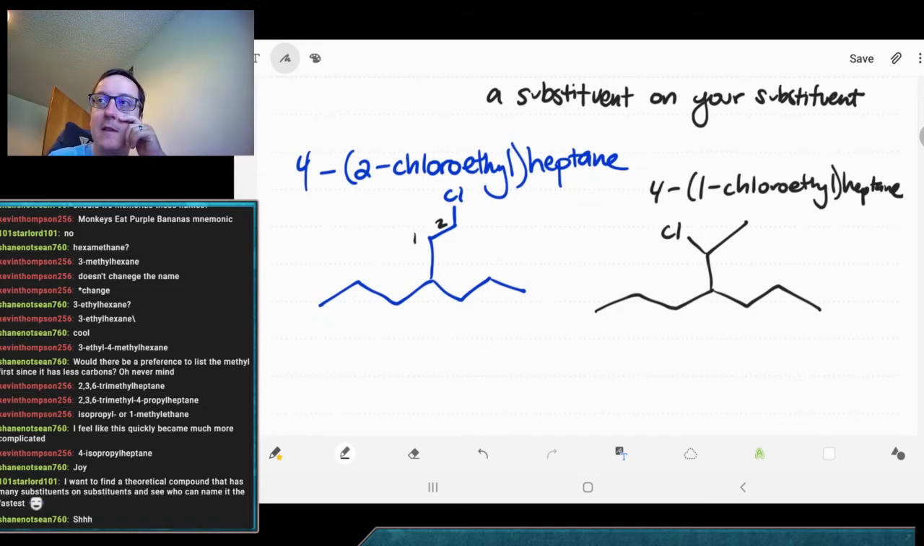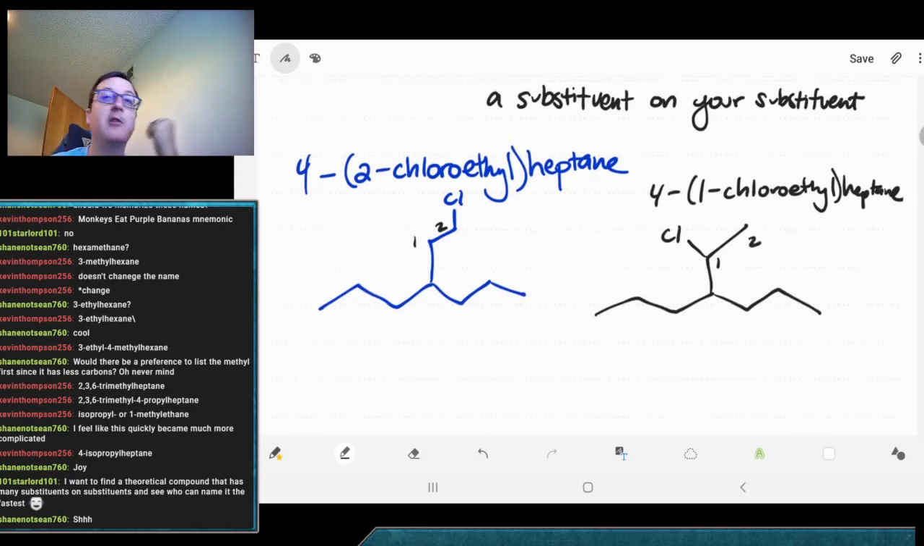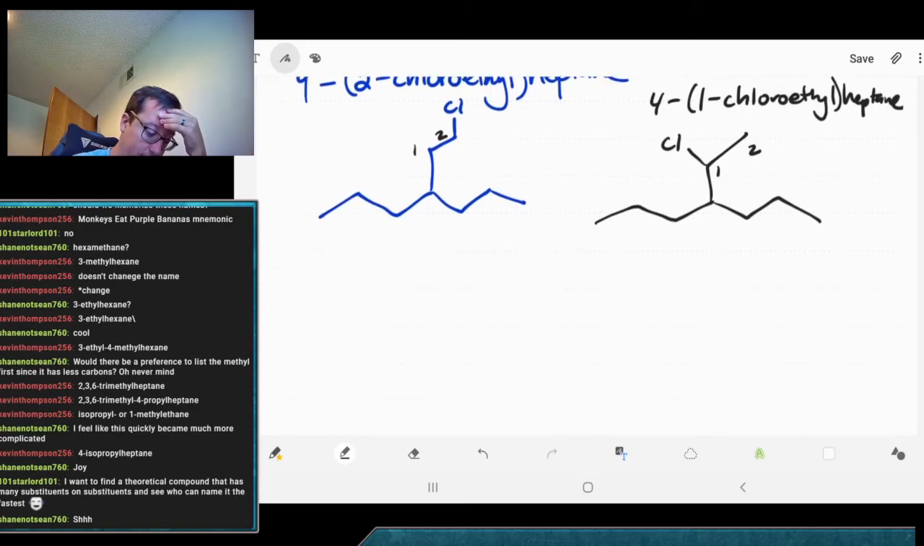So we're going to need that, because that's on carbon 1 now of our 2 carbons that are sticking out. So, substituents within substituents.